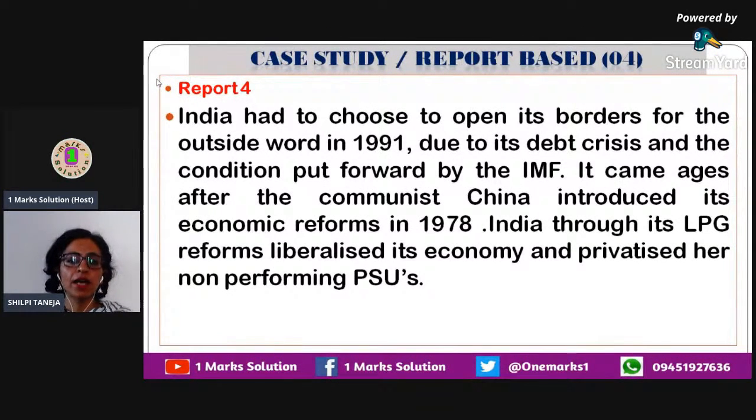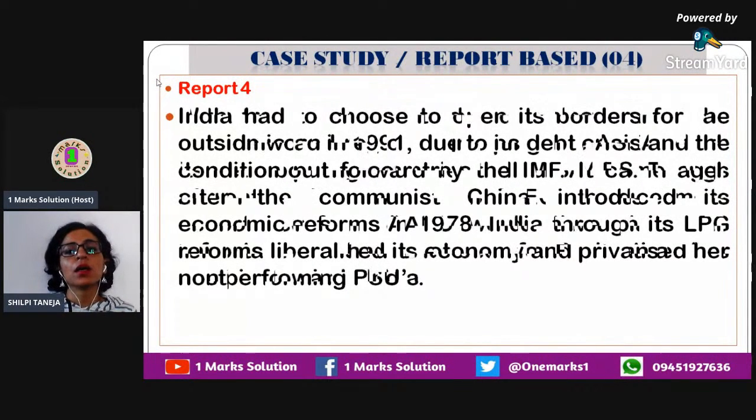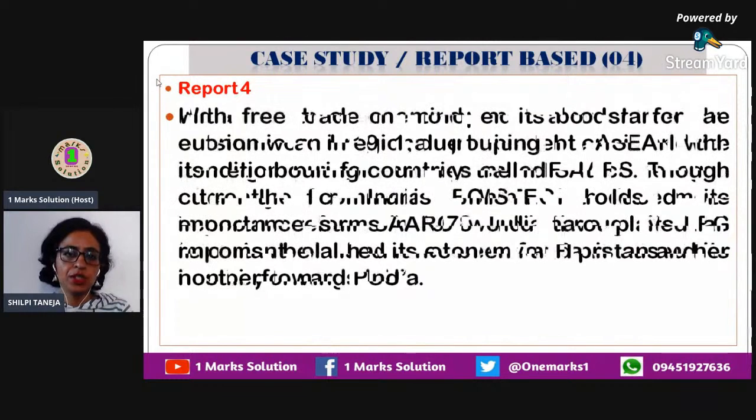Due to its debt crisis and the conditions put forward by the International Monetary Fund, it came ages after the communist China introduced its economic reforms in 1978. India, through its LPG reforms, liberalized its economy and privatized its non-performing PSUs. So these were the policies adopted by India, the LPG policy.